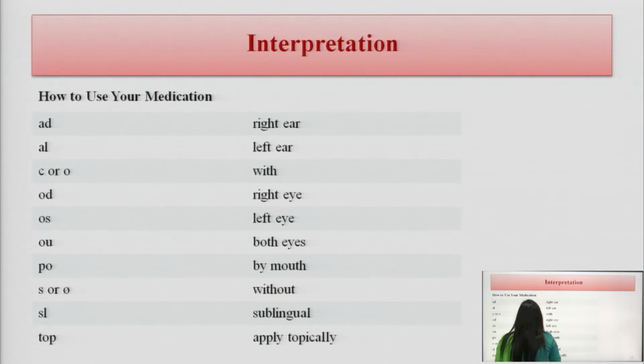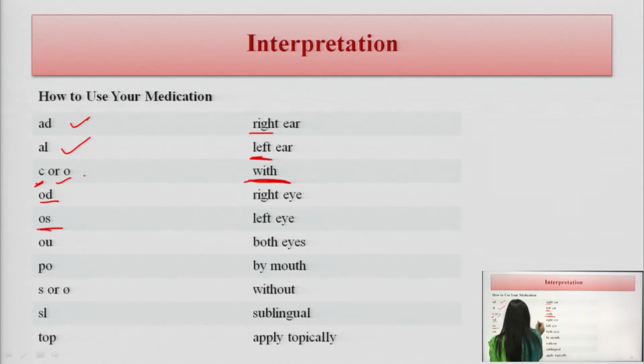Now there are other interpretations. We can see the examples. These are the examples with AD and AL. AD is for the right ear, AL is for the left ear. C or O means the width. If we have to use the width, we can use this term C or O.